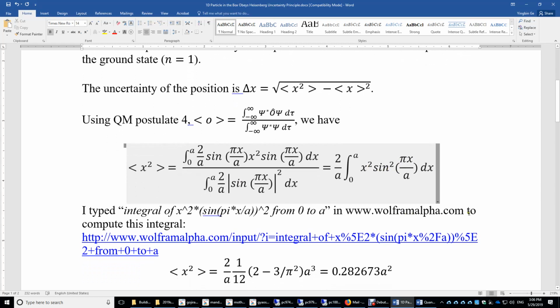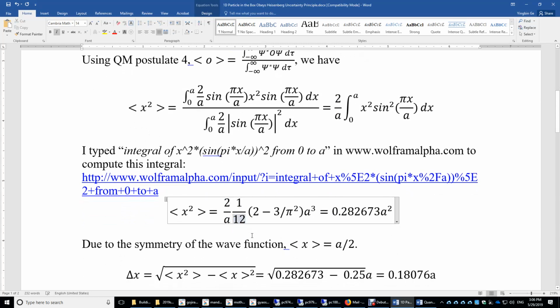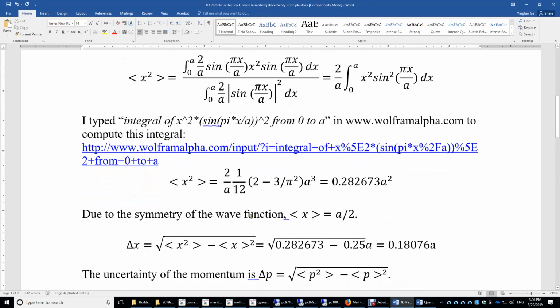So I used Wolfram Alpha to get the value of this integral, which is actually 1 over 12 times (2 minus 3 divided by pi squared) a to the power of 3. And then this 2 over a is the normalization factor squared. So I put everything together, and I got 0.282673 a squared. That's the expectation value of x squared. And due to the symmetry of the wave function, we know the average value of x is 1/2 of a.